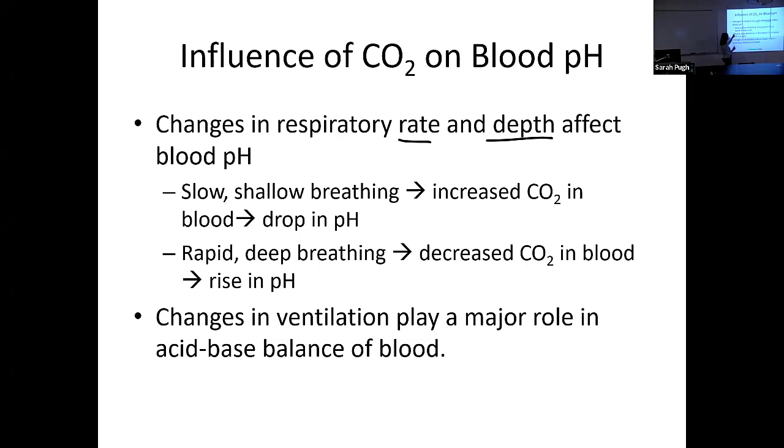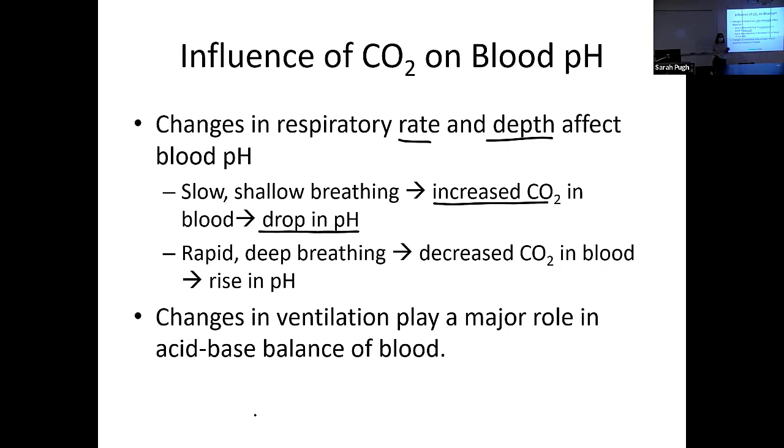So when you take very slow, shallow breaths, like you're barely breathing at all, you're going to start to increase the amount of CO2 that's in your bloodstream, meaning you're not getting it out. You're not blowing it out enough. So CO2 levels in your blood start to go up. And remember, CO2 is an acid. So the more CO2 you have, the more acidic your blood's going to become. So it's going to drop your blood pH.